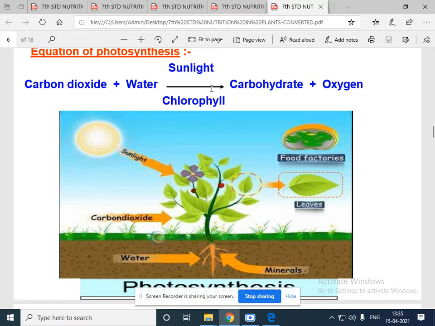Alright students, one important question: why are leaves called food factories? Since the leaf is where food is produced, that is why the leaf is called the food factory of the plant. Alright, we'll move to the next one.